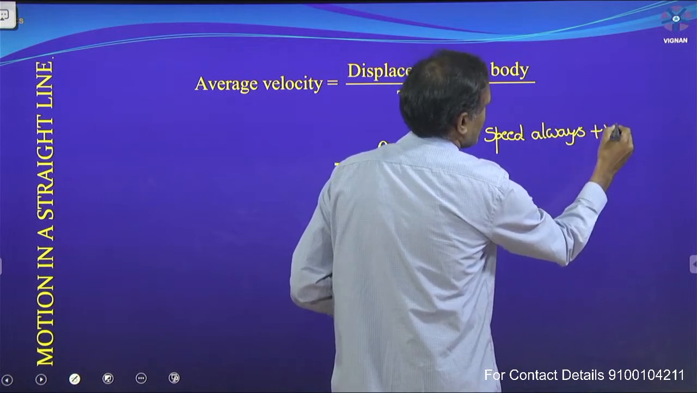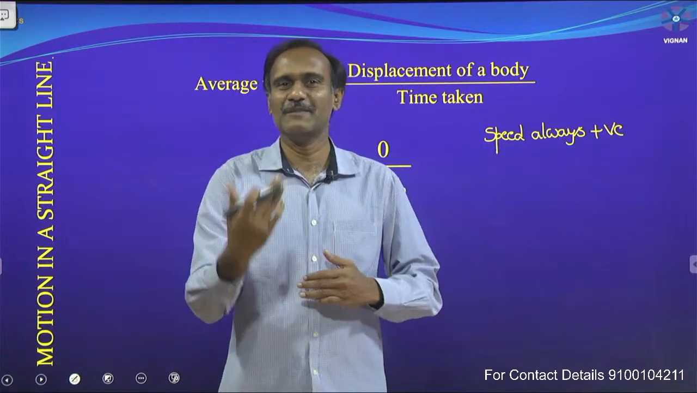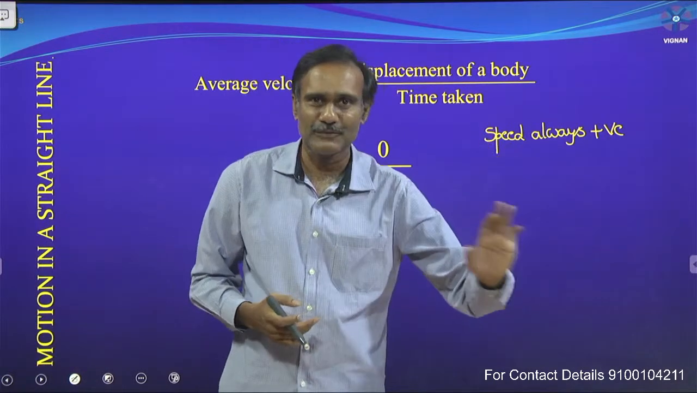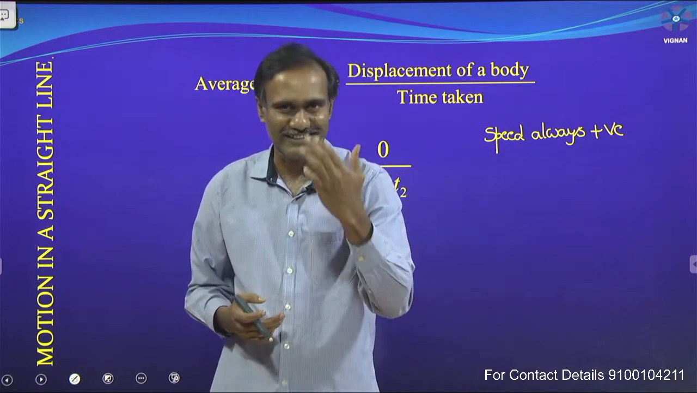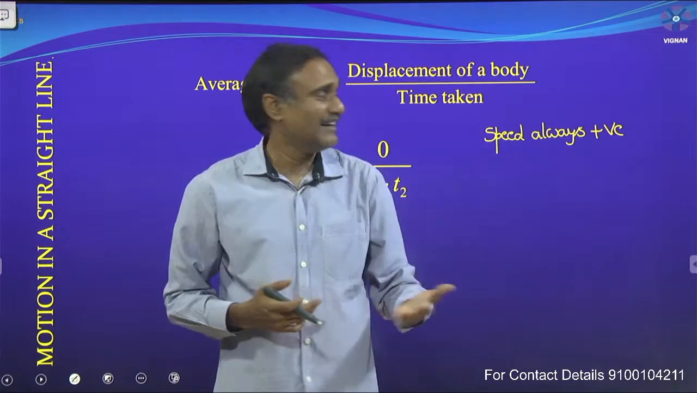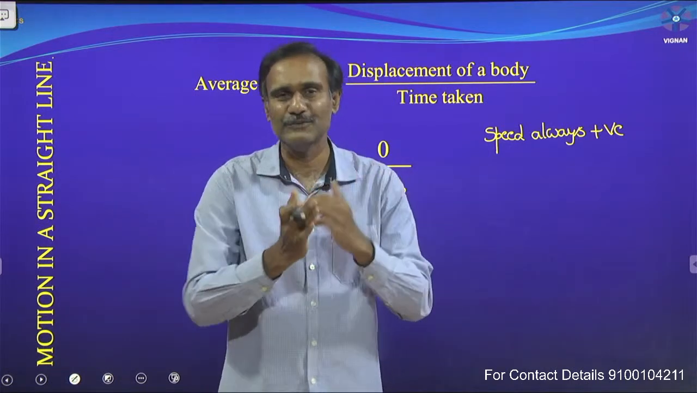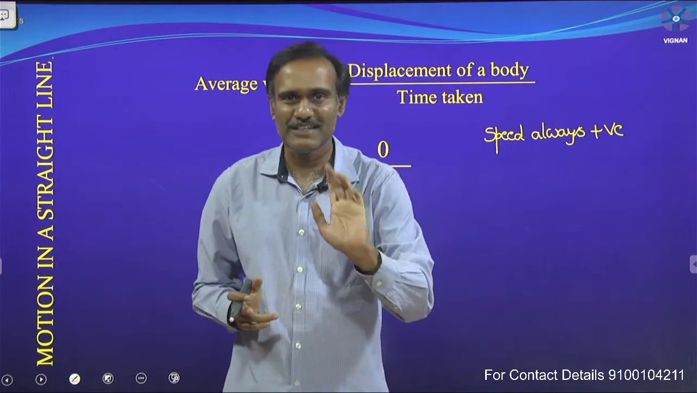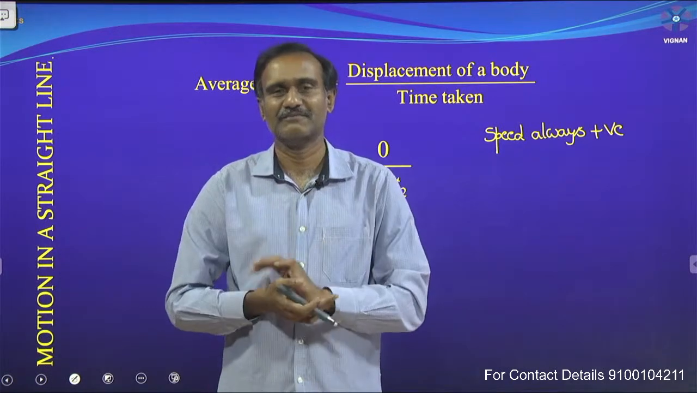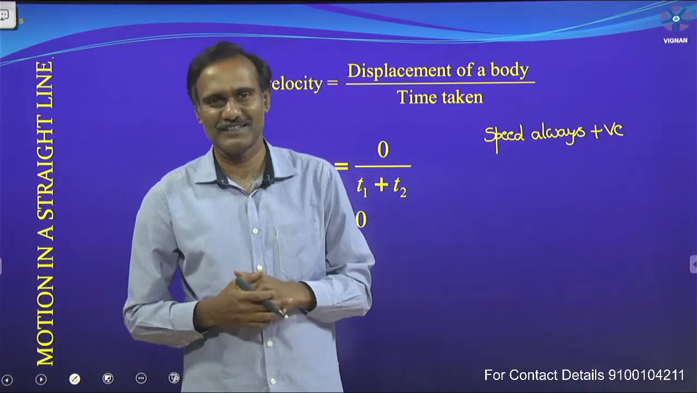Always positive. It never be equal to 0. Displacement never be equal to 0. Speed never be negative because path length is not displacement, it is distance. Distance never be equal to 0, that is path length never be equal to 0, it is having some value. So, speed never be equal to 0, speed never be negative because path length is not negative, it is always positive. So, speed also always positive, remember that.